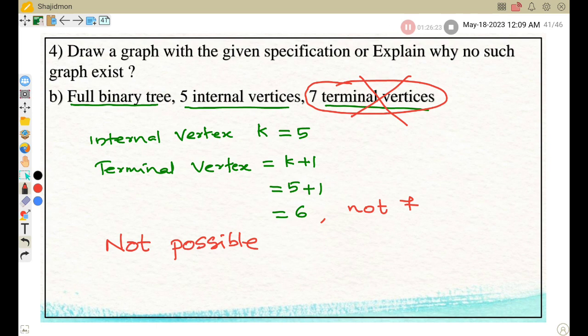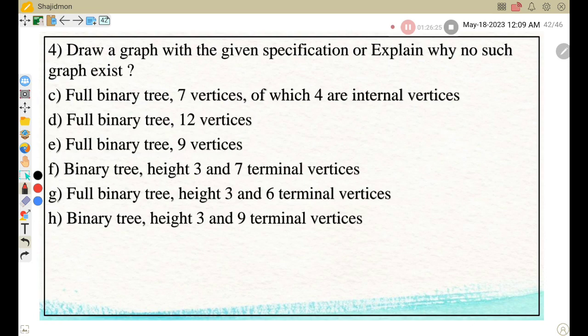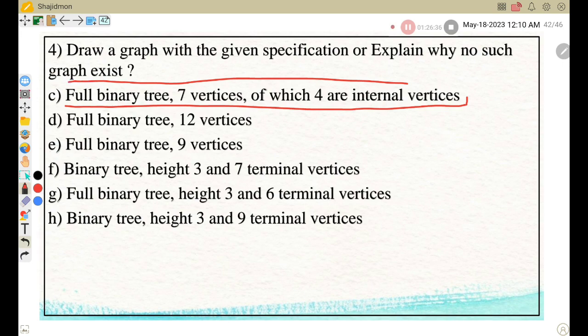Hope you understood that question. Now we have many questions here, and we can answer them one by one. Full binary tree, question number C first. Full binary tree with 7 vertices and 4 internal vertices. Is it possible or not?